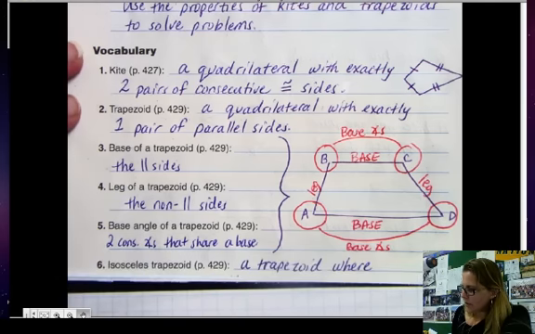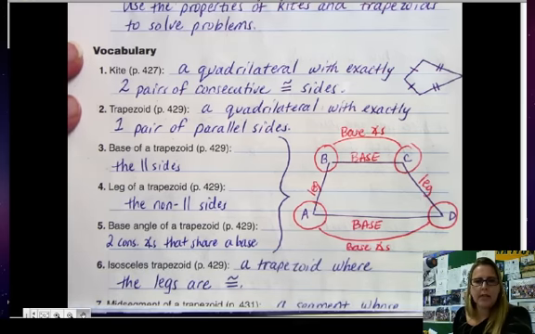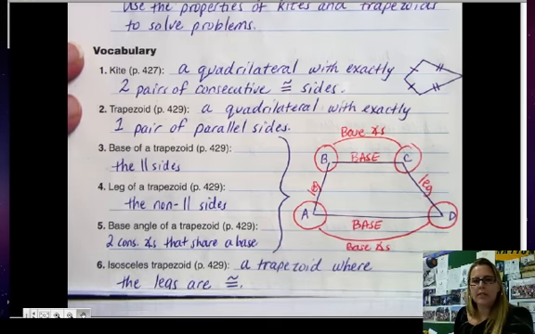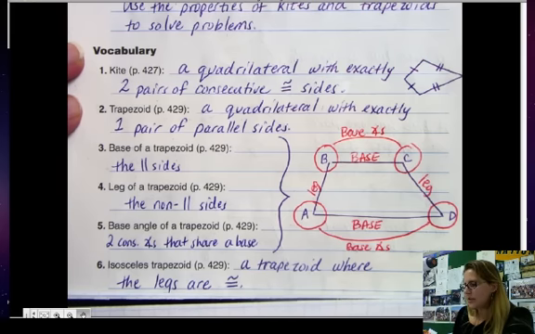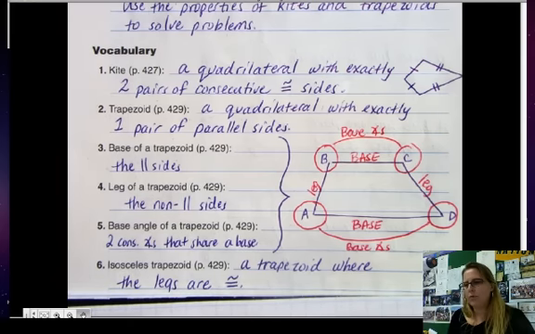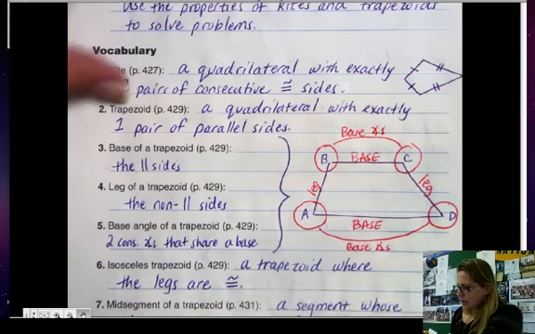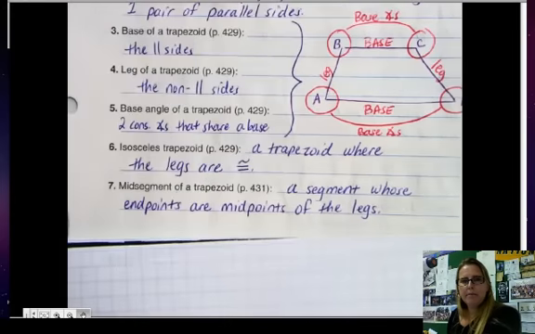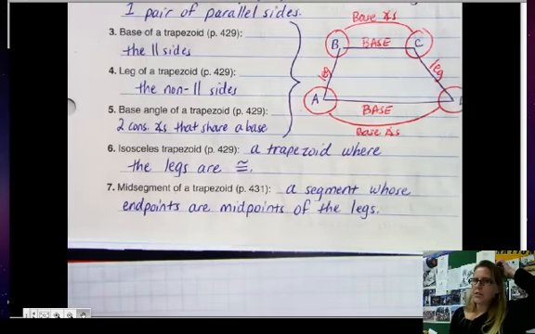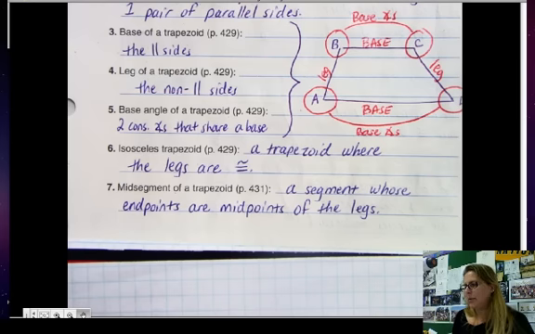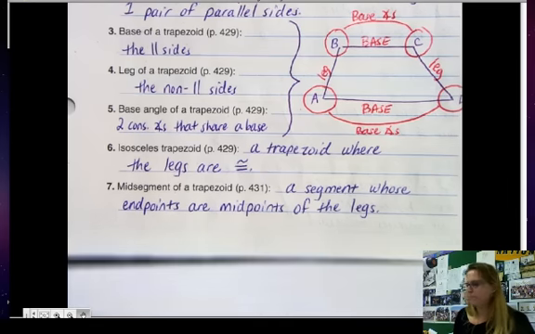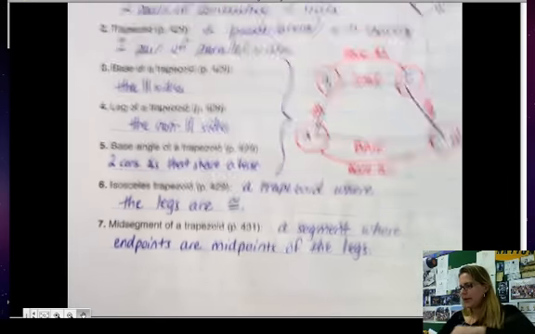There's also something called an isosceles trapezoid, and that is just like an isosceles triangle. An isosceles triangle is when two or more of the side lengths are congruent, and in an isosceles trapezoid, it's when you have the two legs congruent. And I'll show you a picture of that in just a minute. And a mid-segment of a trapezoid is a segment whose endpoints are the midpoints of the legs, and I will also show you a picture of that in just a minute. Okay, so those are our vocabulary terms.